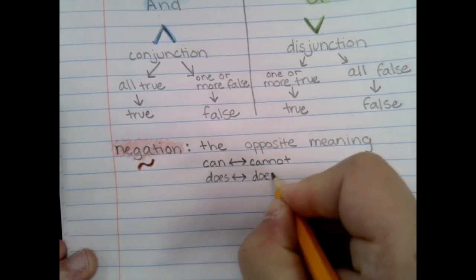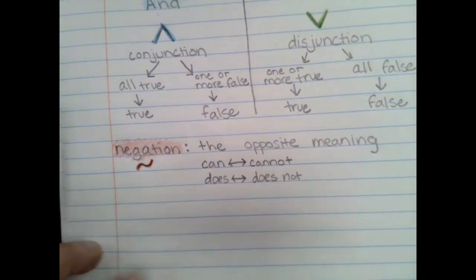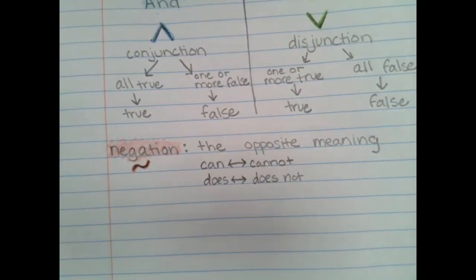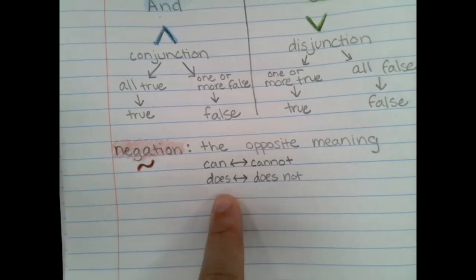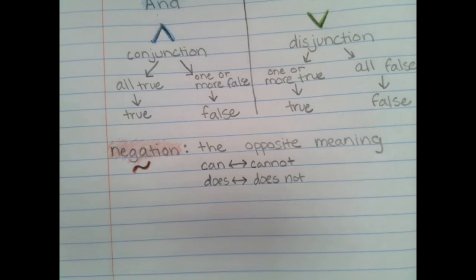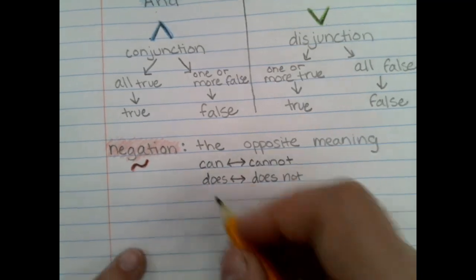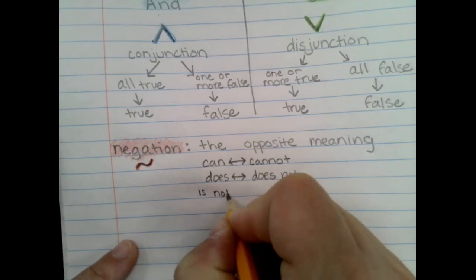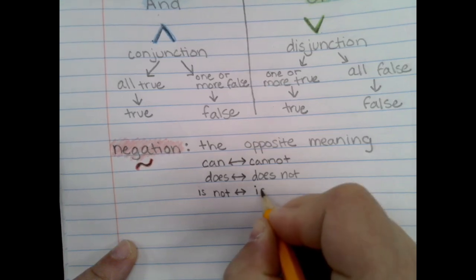Now I'm putting these arrows both ways because it goes both directions. So if we start with does not, the opposite of does not is does. Does is a weird word when you spell it out. Is that how you spell does? Okay, I second guessed it for a second. So if I have is not, the opposite of is not is is. Yep.